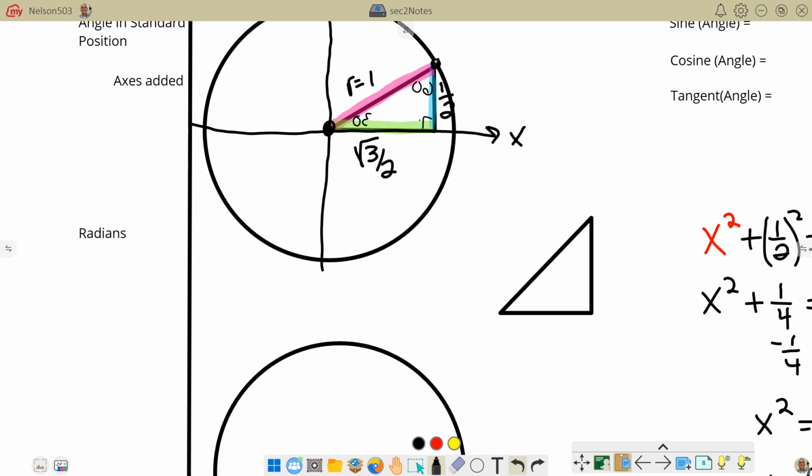What does that mean about the coordinates right over here? Well, I'm coming over a certain amount and I'm going up a certain amount. So this is going to be the square root of 3 over 2. And this next one is 1/2.